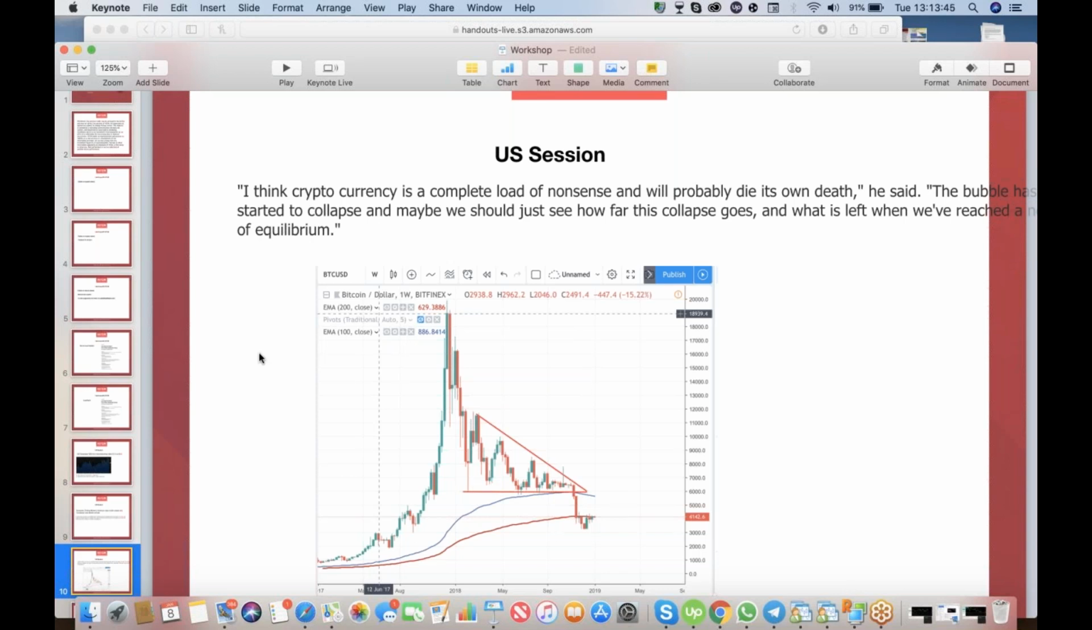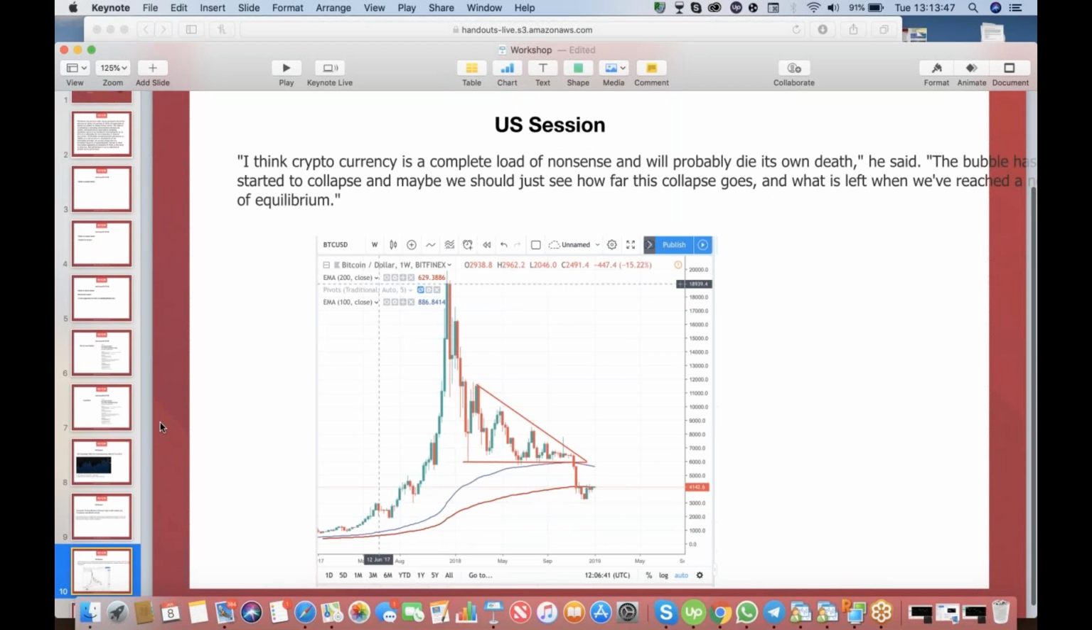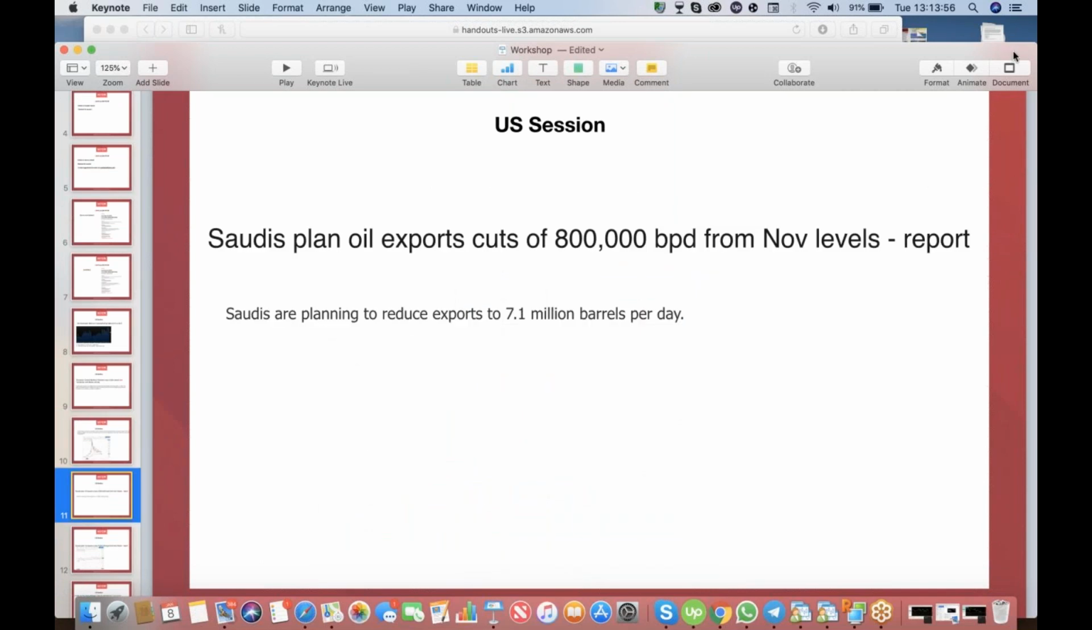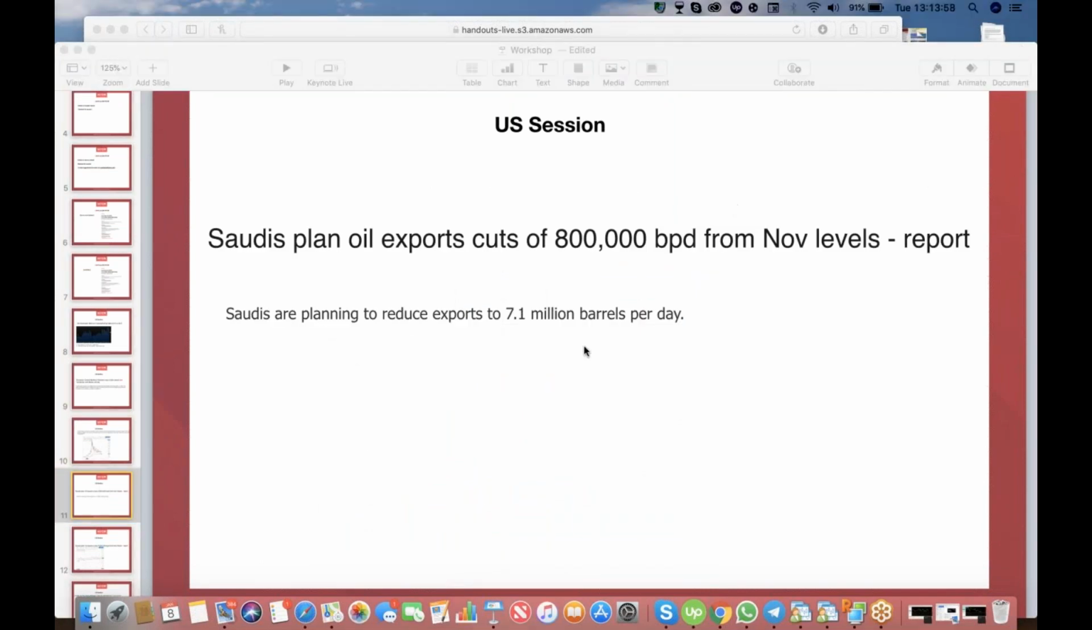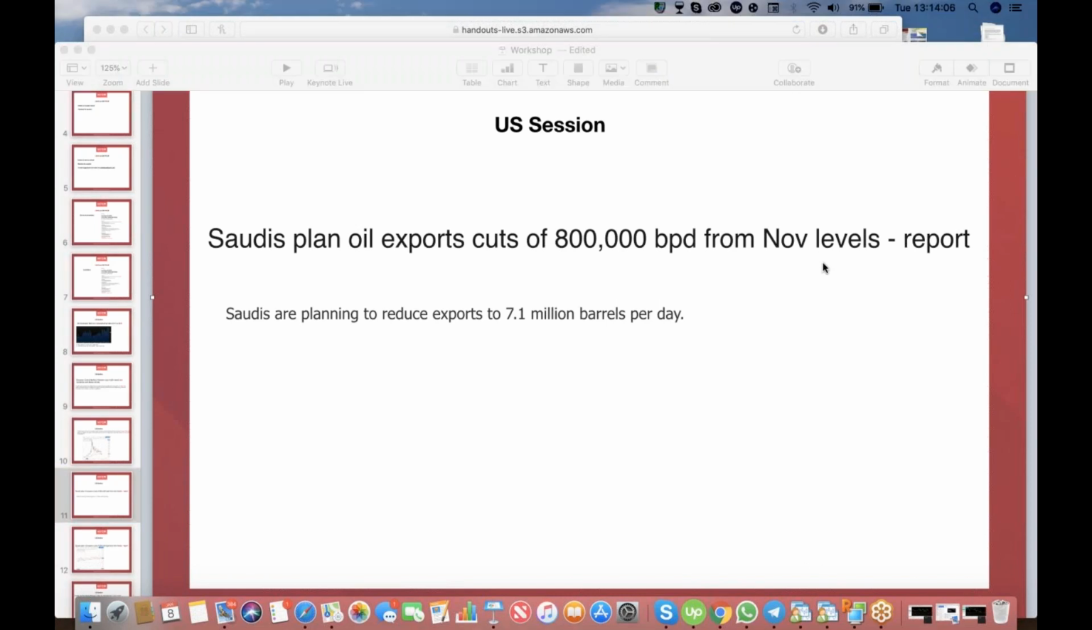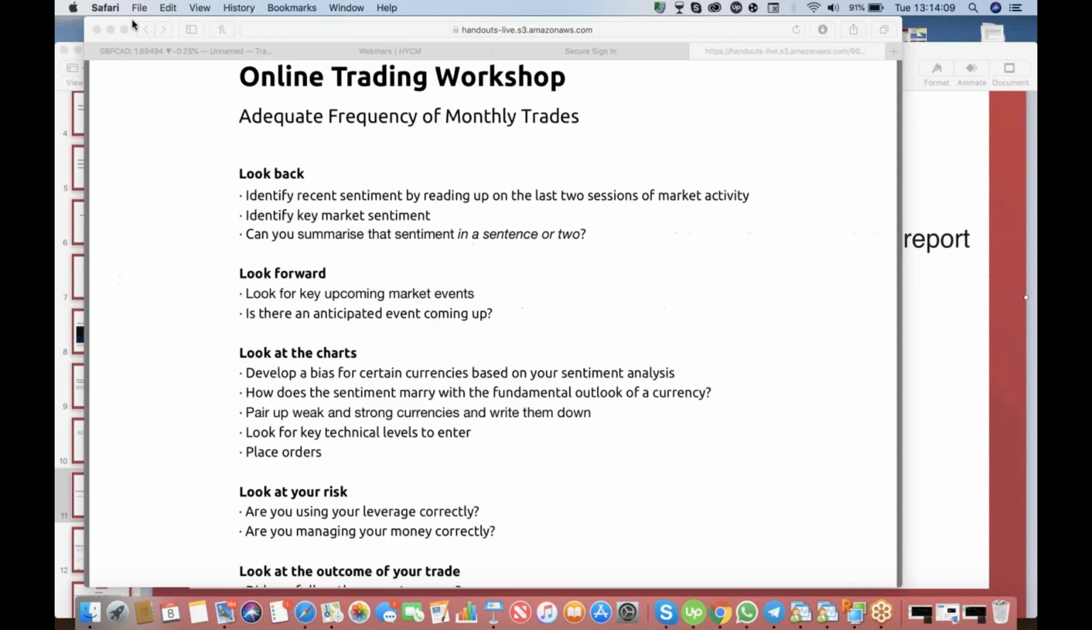But it's just interesting to have that comment out of the European Central Bank's Hansen. It's not particularly of weight, but it was more of interest. Now, what else also came out in the US session yesterday was that Saudi planned to export cuts of 800,000 barrels per day from November levels. That was a report that came out yesterday, and that's obviously going to influence the oil market.